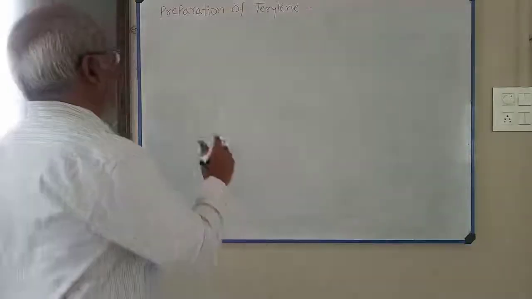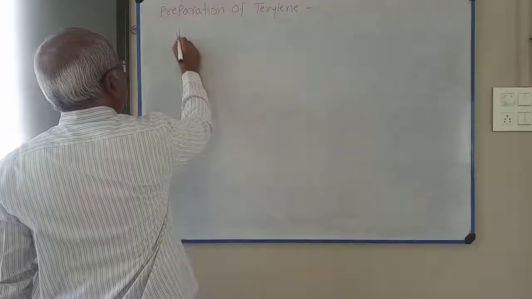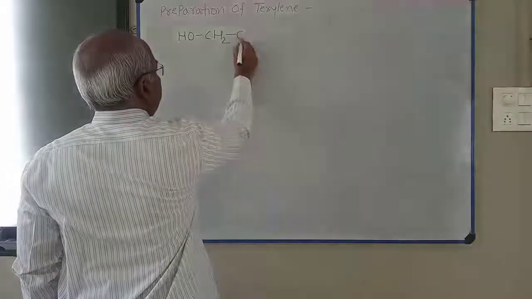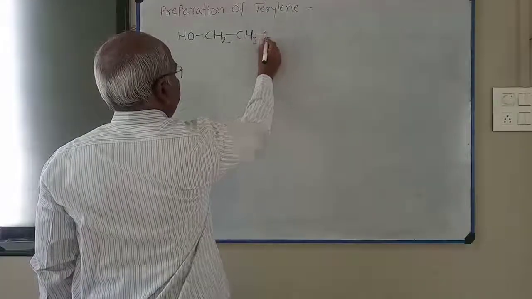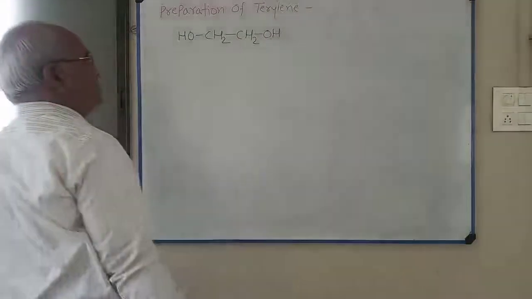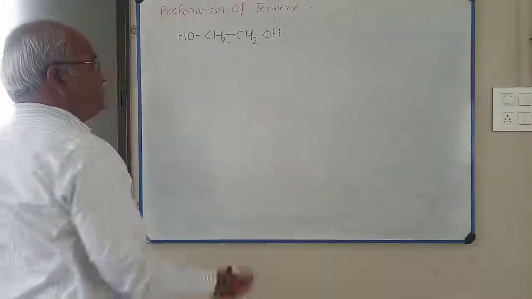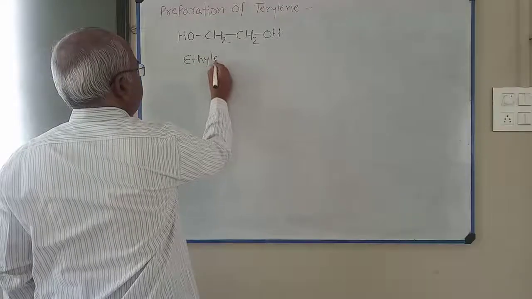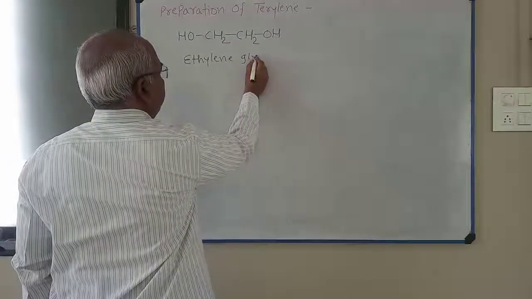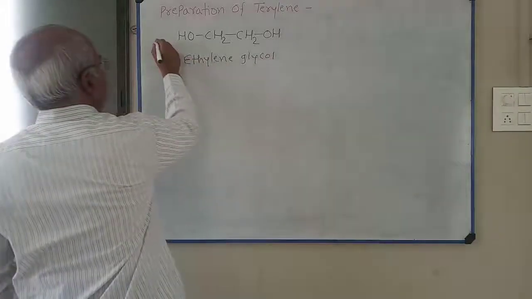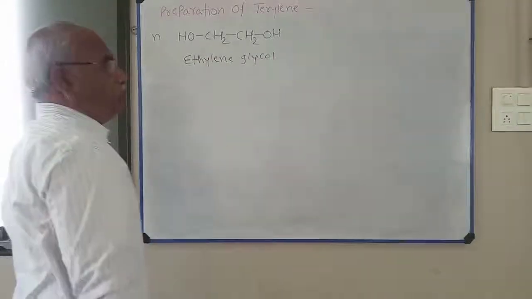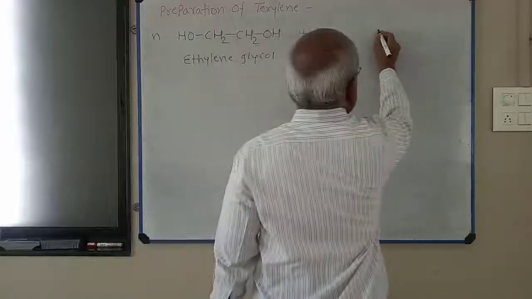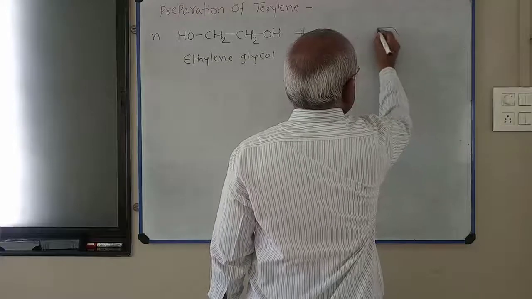So I represent ethylene glycol, HOCH2CH2OH. This is the monomer used for the preparation of terylene. The name of the compound is ethylene glycol. I take N molecules of this monomer plus another monomer used is like this.